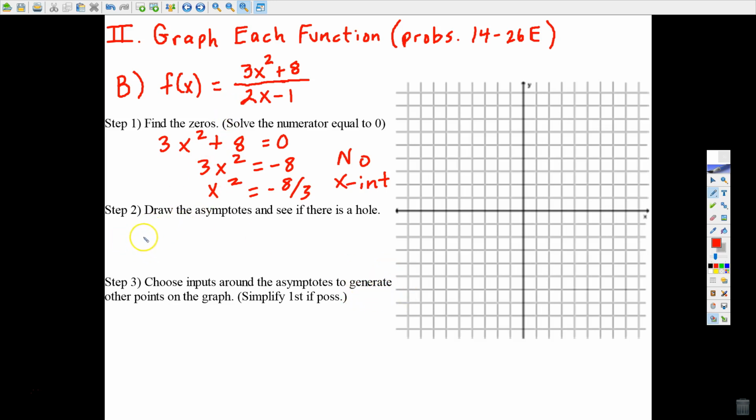All right, let's jump into asymptotes. Let's start with the vertical. Vertical asymptotes are numbers plugged in for x that cause 0 in the denominator. So if you're not sure what that is, just let the denominator equal 0 and solve. 2x equals 1, x is 1/2. That's a vertical asymptote. Here's that one.